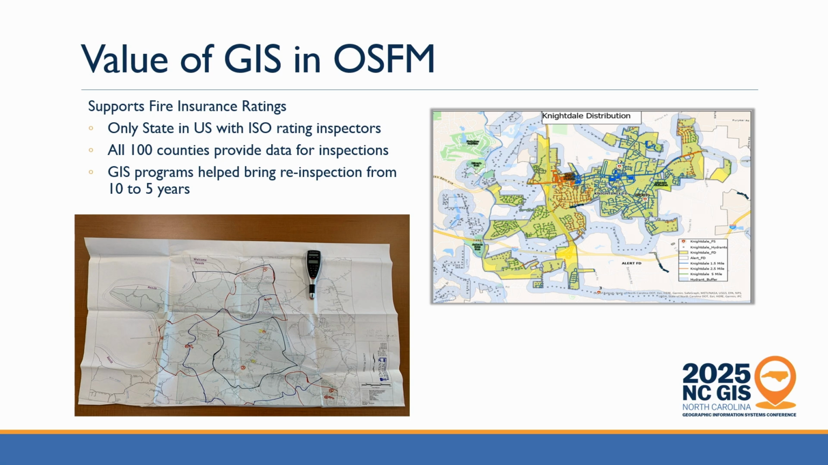We're the only state in the U.S. with our own ISO ratings inspectors. So those are the folks that go around and inspect fire departments, and that affects your insurance rating. All 100 counties provide data for the inspections. These GIS programs have helped bring re-inspections from 10 to 5 years. Even as of 10 years ago, local jurisdictions would provide us with paper maps and map wheels to do the analysis, and so that's all been changed in-house.